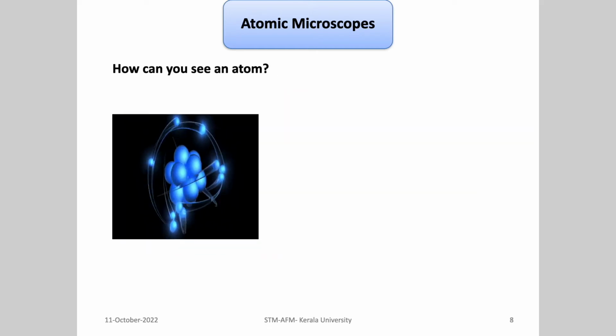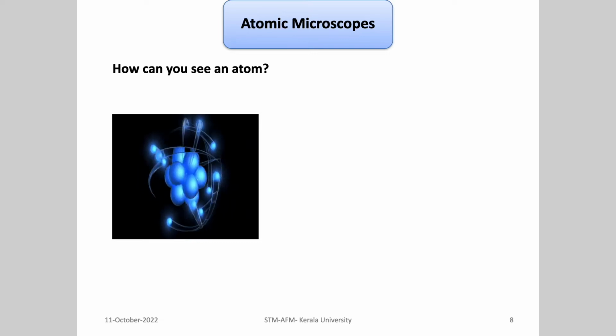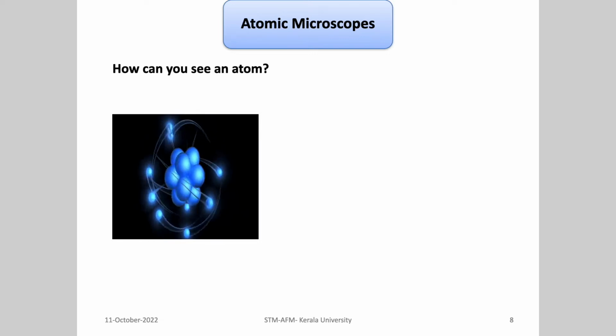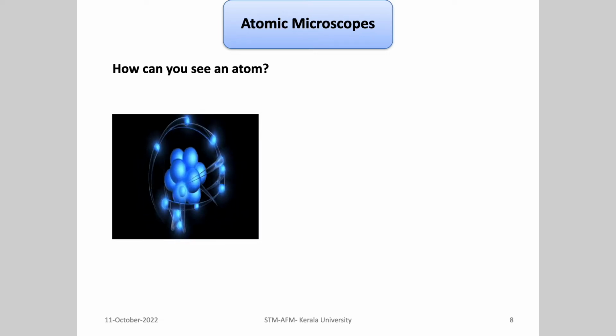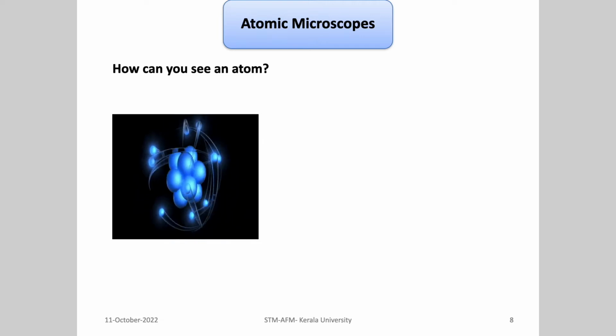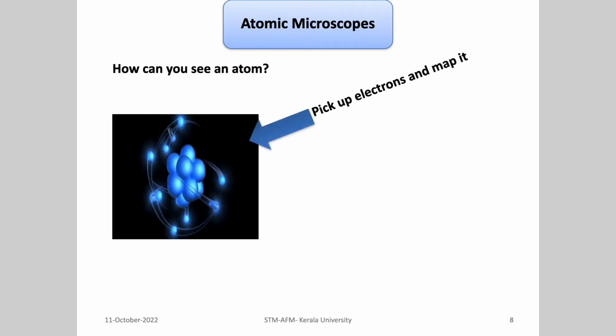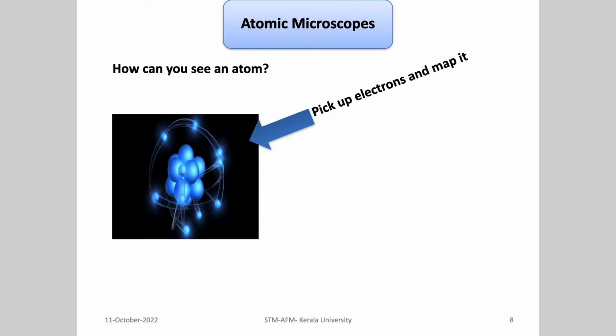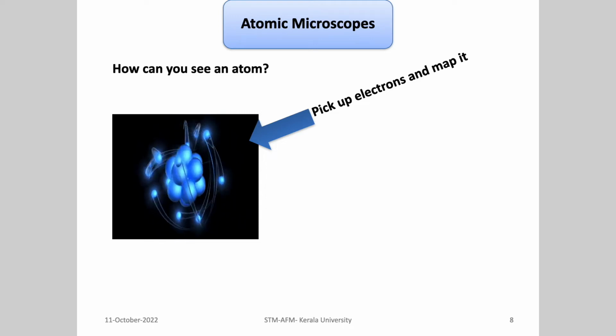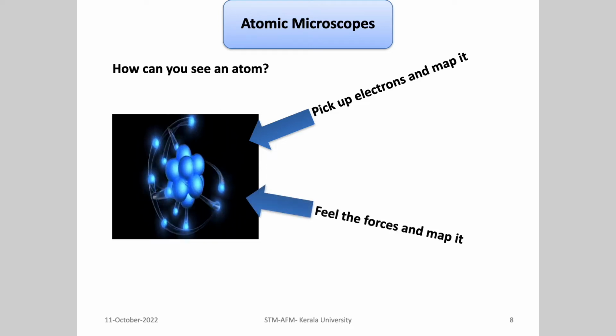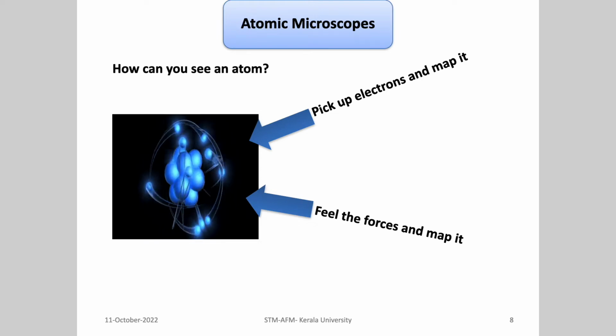So we have an atom. How can we probe an atom? How can we see an atom? Okay, there are only two ways. Either pick up electrons from that. Okay, so you have an atom. You come with a probe and measure around the atom and pick up electrons, and then you can actually measure what is the size or what is the shape of the atom.